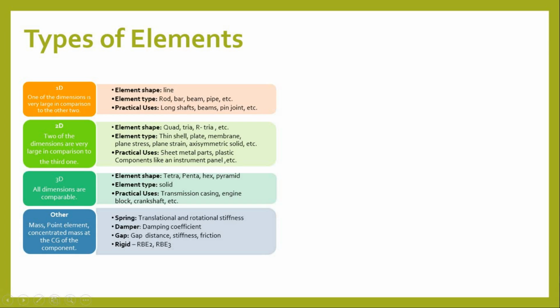Okay, then the next term, as we saw about the other category. That is nothing but your translational and rotational stiffness, dampers where you can define a damping coefficient, gap distance, stiffnesses, friction, and rigid elements like RB2, RB3. So these will come under this category.